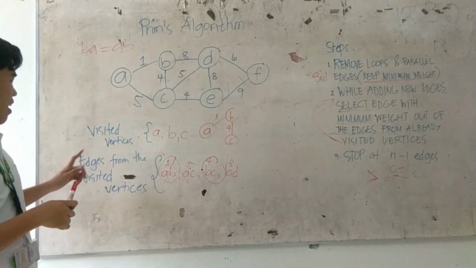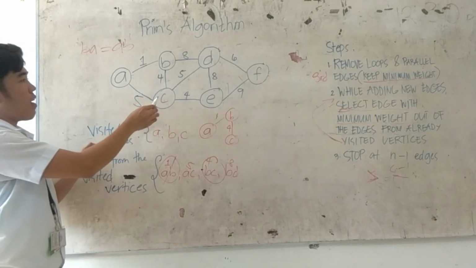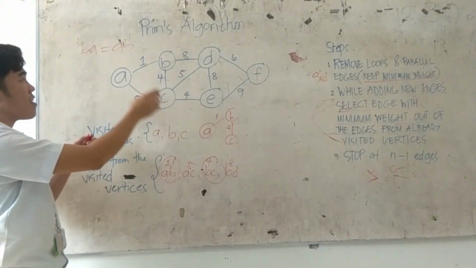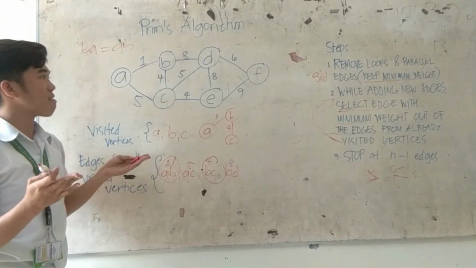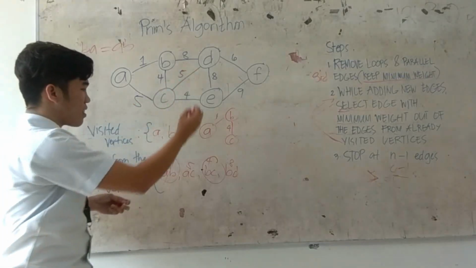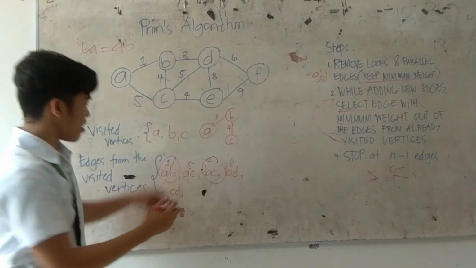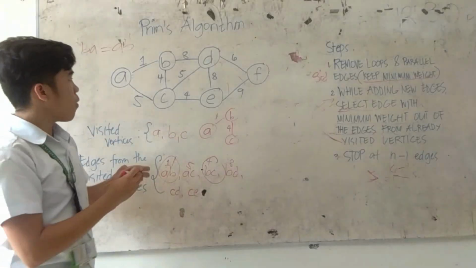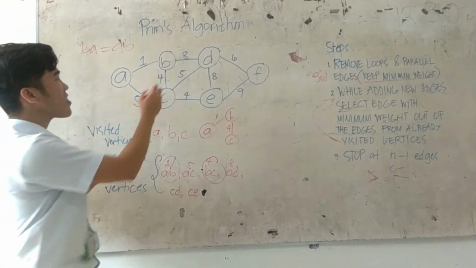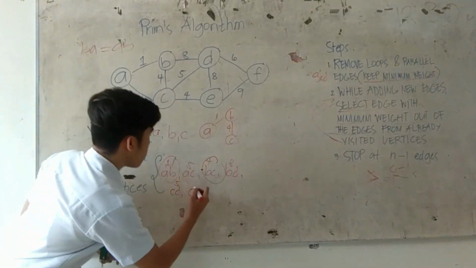Okay, so what are the edges from the visited vertex? What are the edges from C? Now CA, CB, CE, and CB. Now the CA and CB is already there. We don't need to write it anymore. We don't need to include it there because it's already there. Now CD, and CE. What are its costs? The costs are for CD 5, for CE 4.